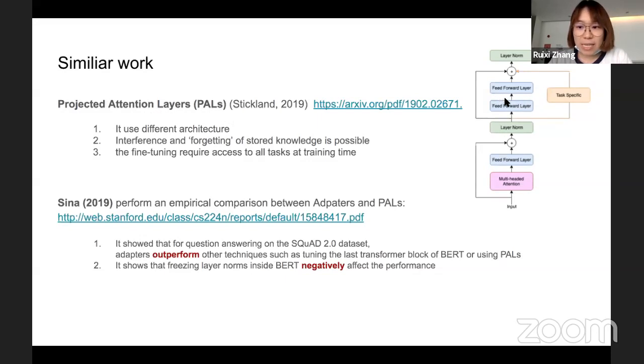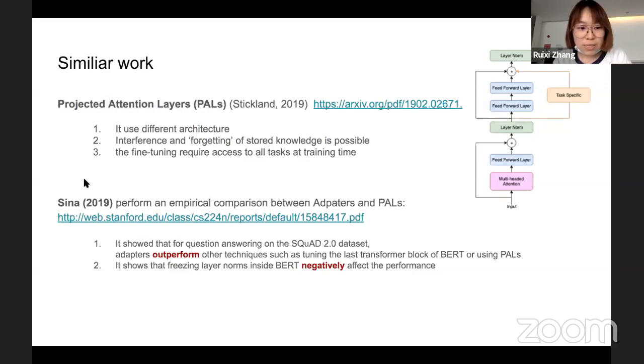Instead of just adding the adapter inside the transformer, we add task-specific modules or layers outside of this flow and add them in a skip connection way. And the second is interference, which might occur because when we train these, this fine tuning requires access to all of the tasks at training time. So interference and forgetting of the stored knowledge is possible.